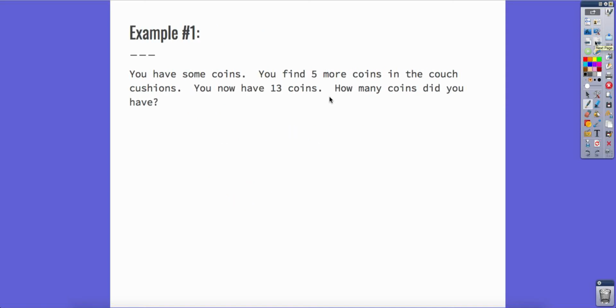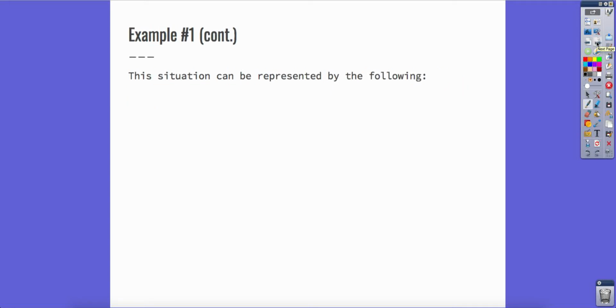Here's an example. It says you have some coins. You find 5 more coins in the couch cushions. You now have 13 coins. How many coins did you have? Again, you have some, you find 5 more, you now have 13. That can be represented in the following situation. You've got some coins, we're not sure how many. You add 5 to it, and now you have 13.